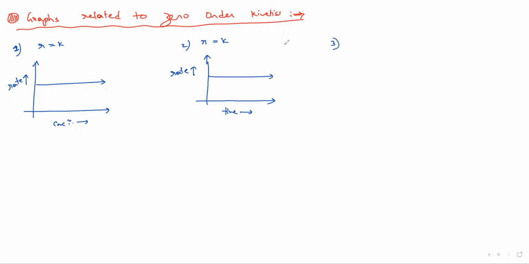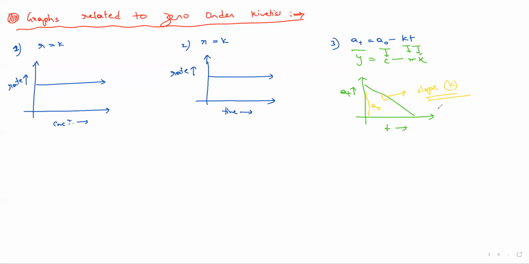Third, At equals A naught minus Kt. This one equals y equals c minus mx. Okay, in this case, the graph is this one. A naught is the intercept, and this one is the slope, which is K. Is it clear?